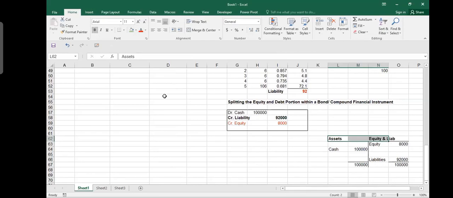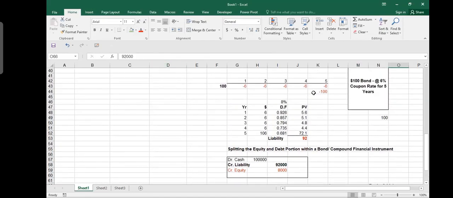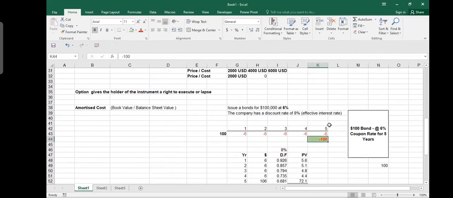Now the question comes: if my liability is 92,000, how am I going to pay this $100 at the end of the 5th year? Because you got only 92,000 here, but you have to pay 100,000. You can never pay more than your balance sheet liability. You will only pay the amount which is shown in the balance sheet. My balance sheet says I have a liability of $92,000, but after 5 years, I have to pay them $100,000. How would I do that?